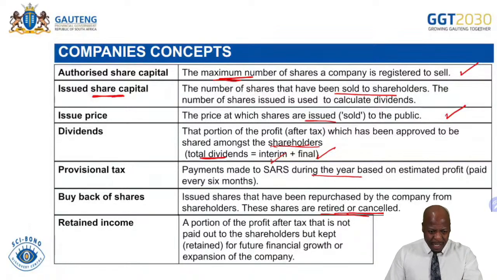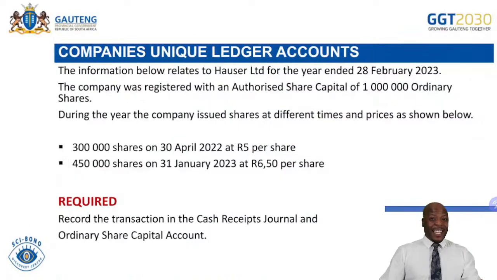We retire them or we cancel them. And then the last concept that I'm going to talk about is your retained income. Retained income. What is retained income? Remember, we said earlier on, to retain is to keep. So retained income, it is a portion of the profit after tax that is not paid out to the shareholders but kept, in other words, retained for future financial growth or expansion of the company. All right, I want us to quickly now go on to calculations. Make sure you have your calculator close to you, because we're going to start some interesting calculations here.